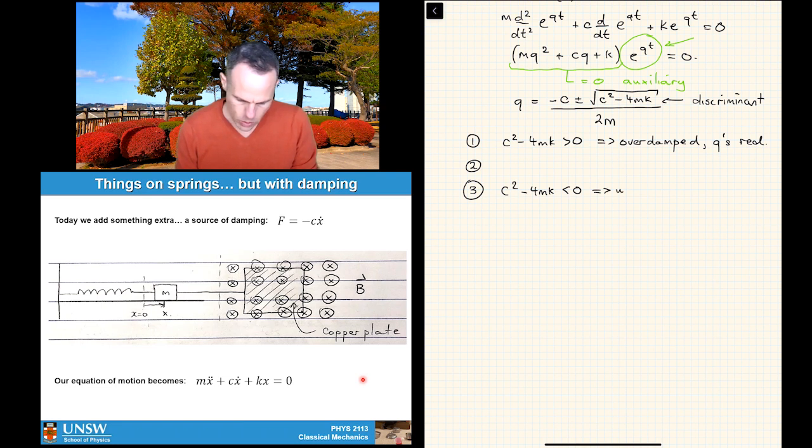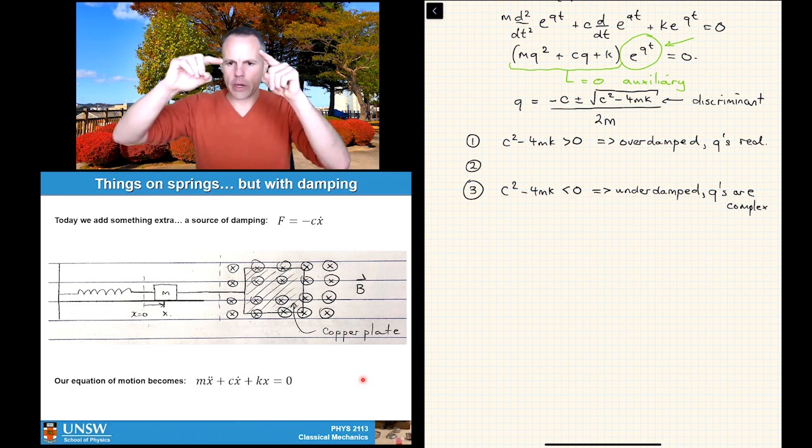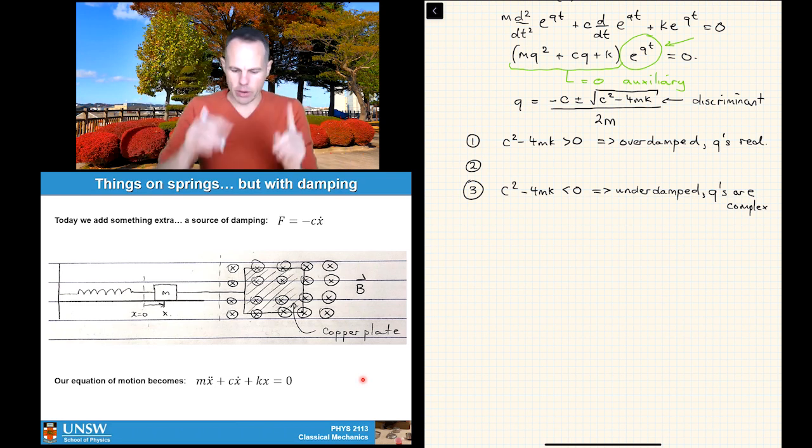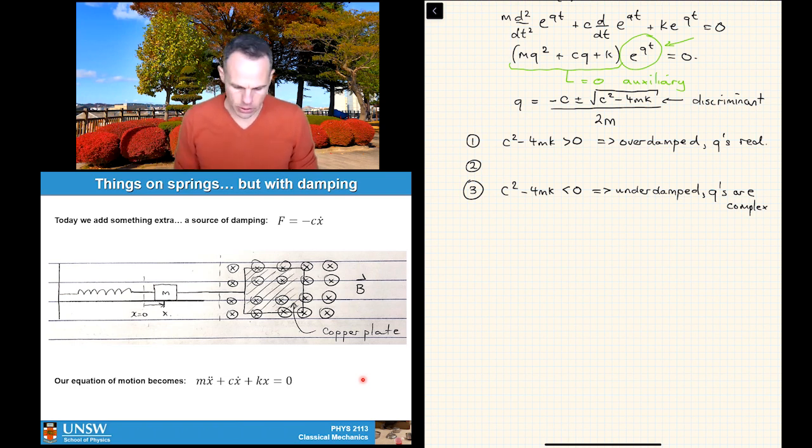The other case that we have in here is c squared minus 4mk is less than 0. And it's a situation that we call underdamped. And here the q's have imaginary components. Let's for the moment just say that they're complex. As you know, if you have an imaginary in your q, you would get a wave. And if you have some real component, you get a tail. So you can imagine here you might get a wave that tails off. And that's exactly what we'll see later on, coming from the fact that q is complex.